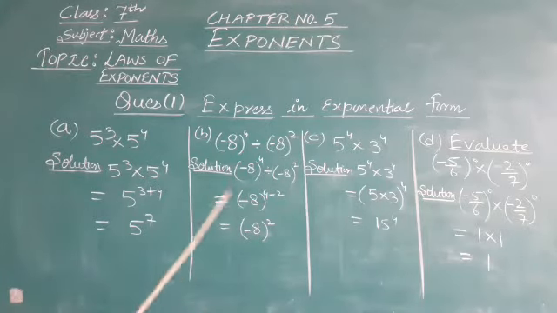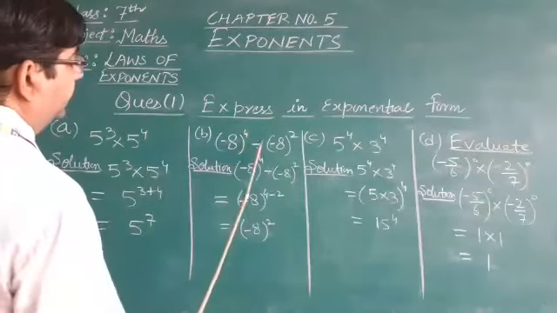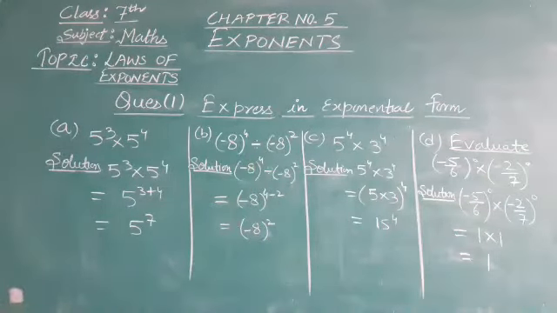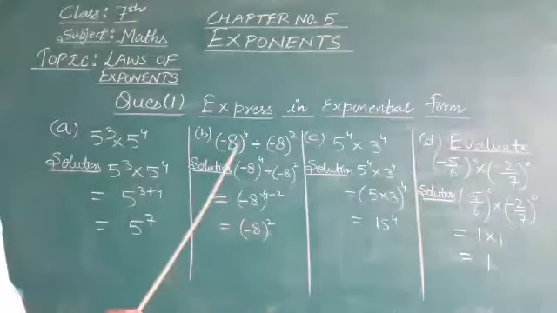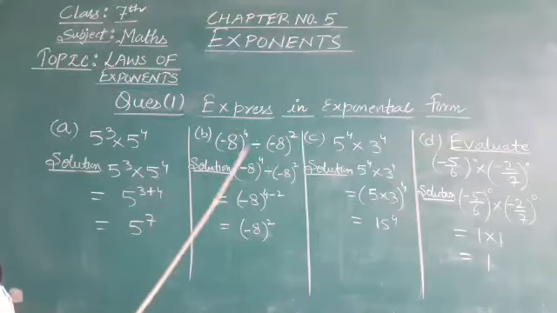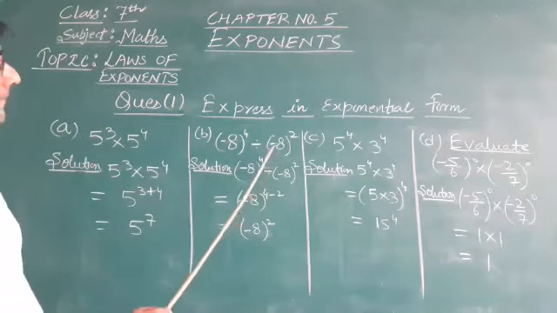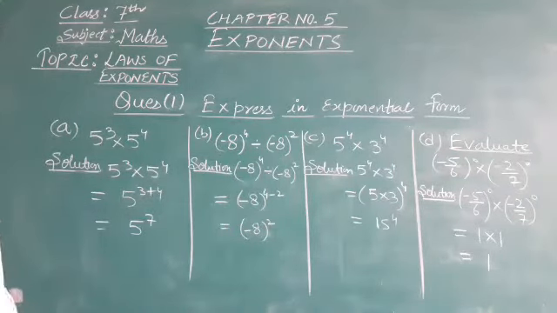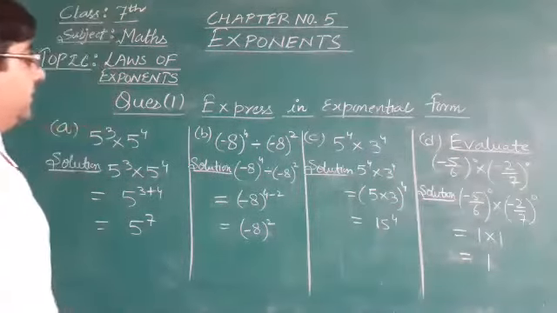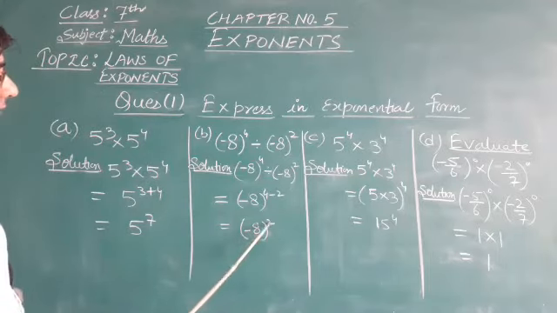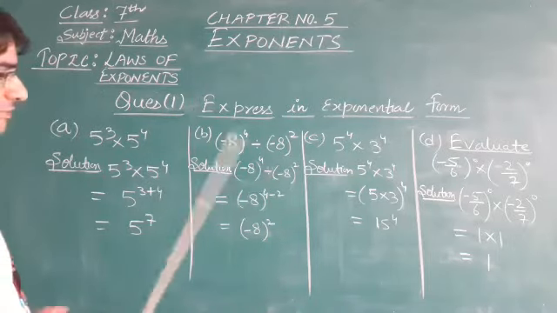Now next, minus 8 to the power 4 divided by minus 8 to the power 2. Here minus 8 and minus 8, the base is the same, but in this case there is not multiplication, it is a division. When the bases are in division, we will subtract the powers, that is we will get minus 8 to the power 4 minus 2. So we will get minus 8 to the power 2 as the required answer in exponential form.